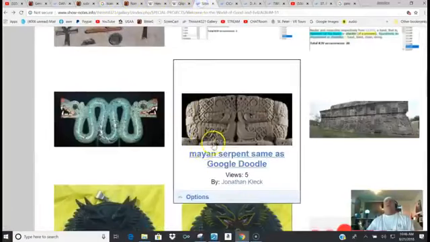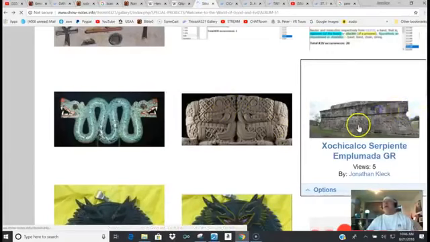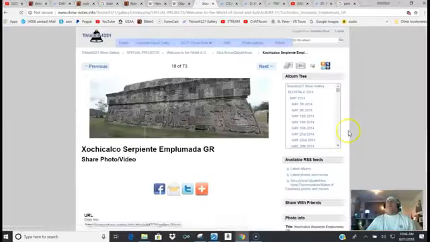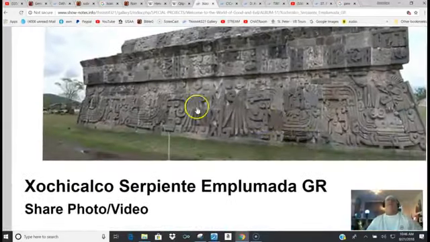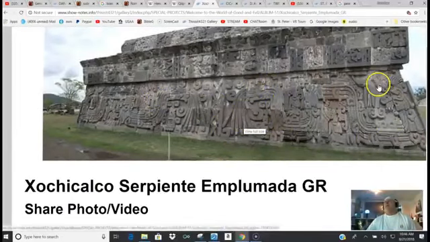That is no different than this serpent from the ancient Mayan culture. Here we go. Here is the Xochicalco serpiente, right here. Okay, let's look at this one. So here's this big monolith, and what does it have? Opposing serpents. There's one, and there's the chains of darkness. Then this all has to do with the creation story of man in all these cultures.